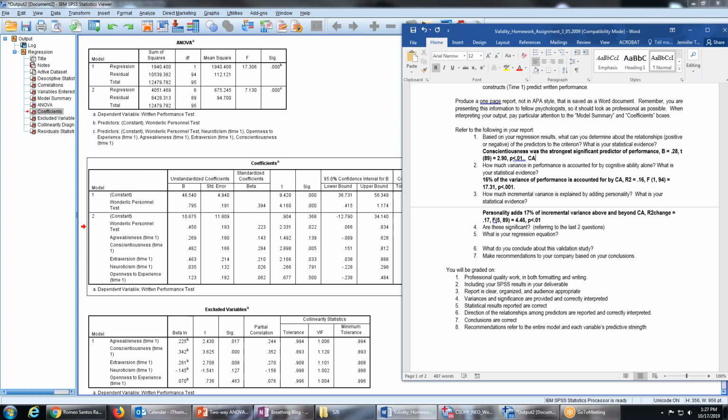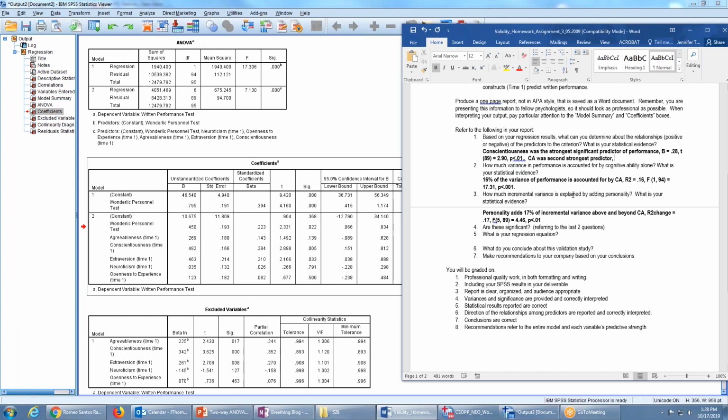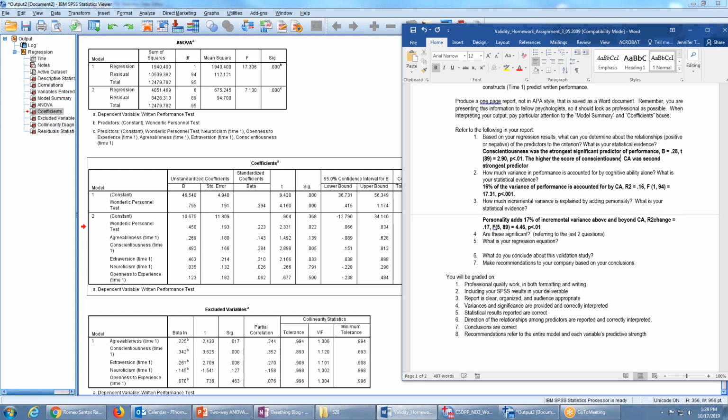cognitive ability. Cognitive ability was the second strong, oops, I forgot to say what it means, hold on. Okay, because this is positive, I'm going to say the higher the score of conscientiousness, the higher the score of performance. And here, I'm just going to copy all this again because it's a positive relationship. Put it here.